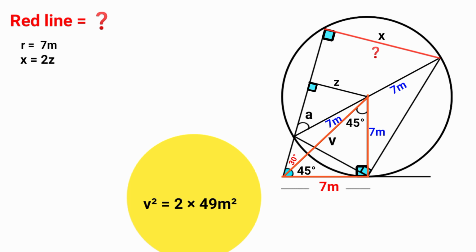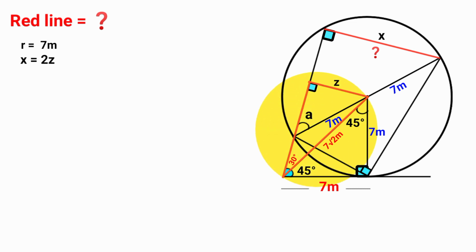Take the square root of both sides. Here the square root of v squared is v, while here the square root of 2 times 49 meters squared is root 2 times 7 meters. Root 2 times 7 meters is 7 root 2 meters. That is, the length of this side is 7 root 2 meters.